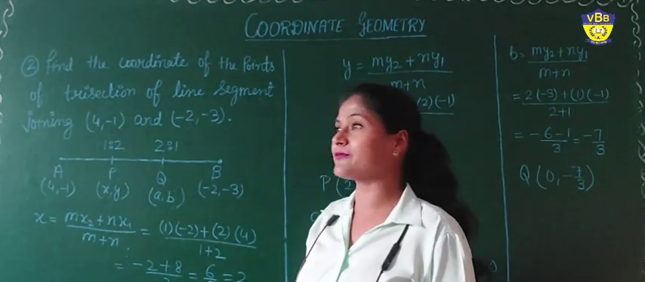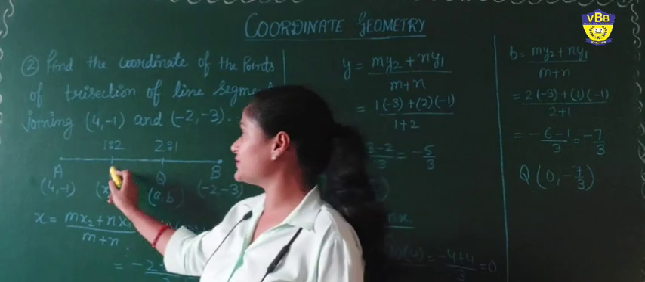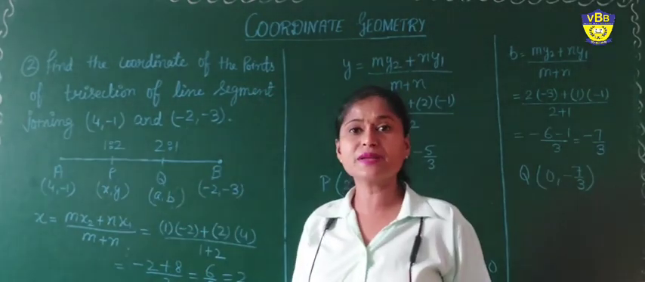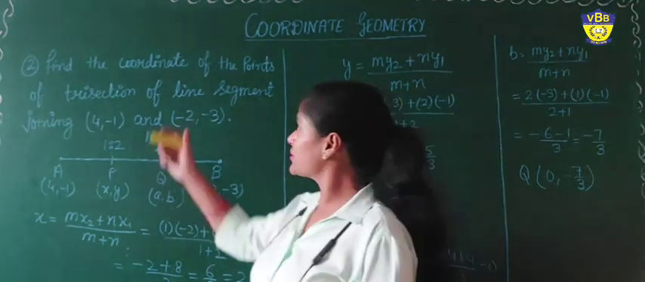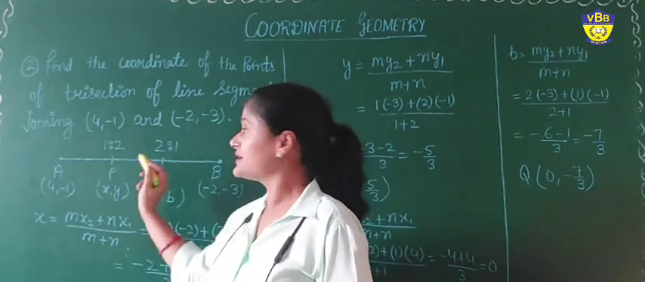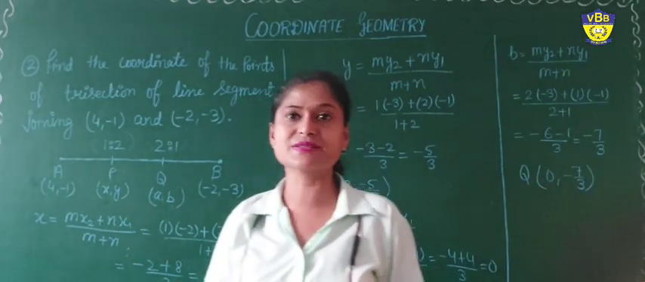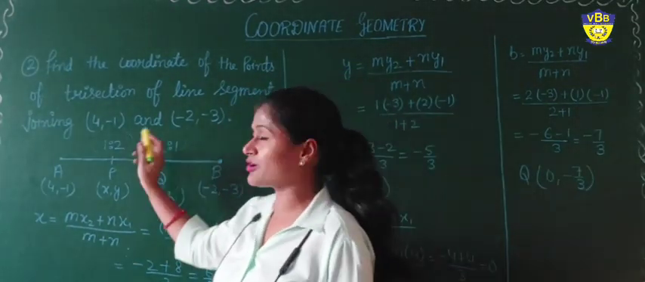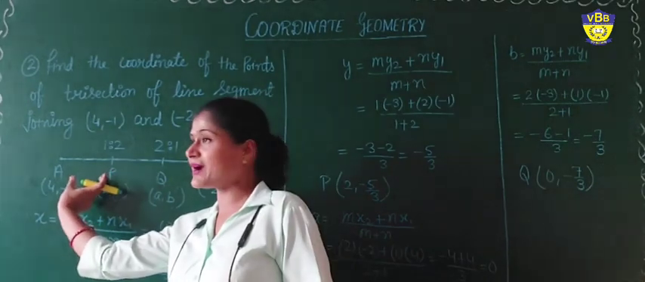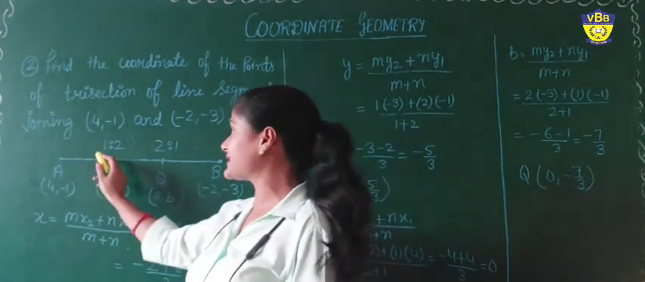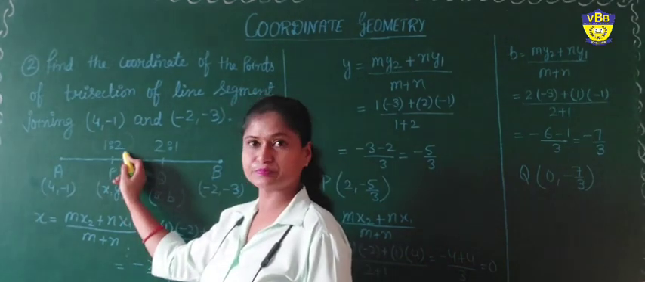In this question we need to find the coordinates of P and also Q. But can you observe, are the ratios given? You will say no ma'am, it is not given. So how will we find the ratio? This is the first part and this is the second part of the line, so I will write it as 1:2.